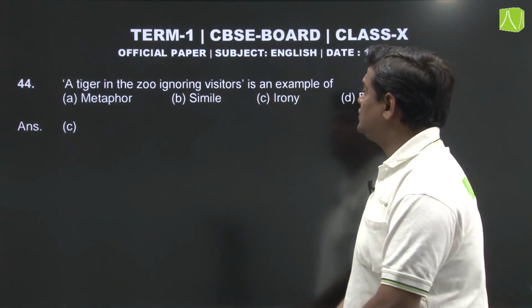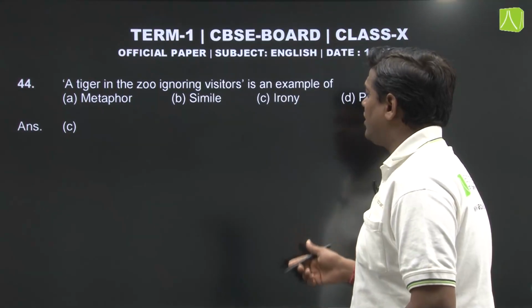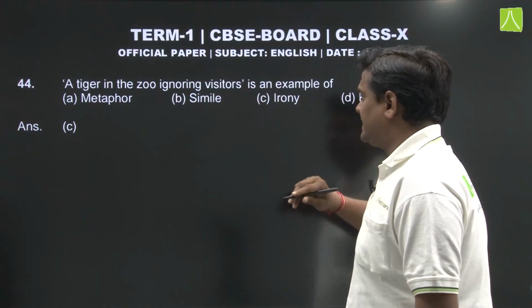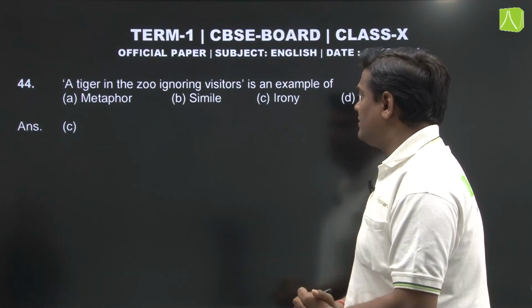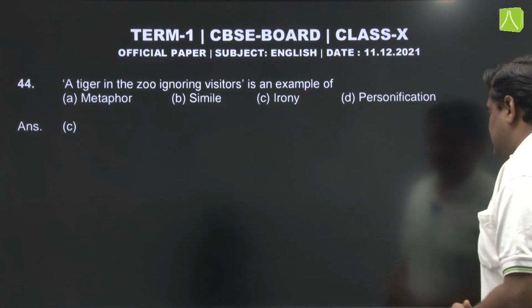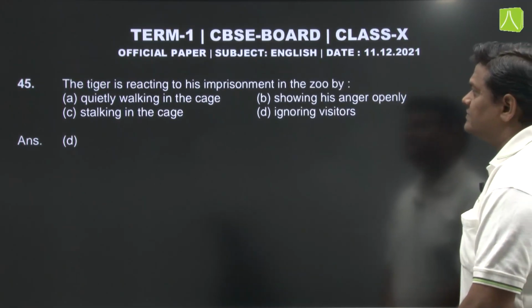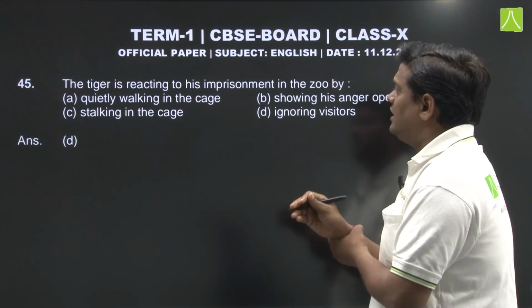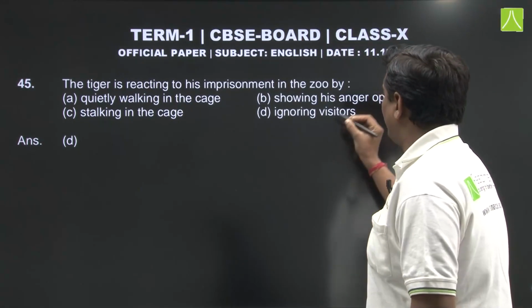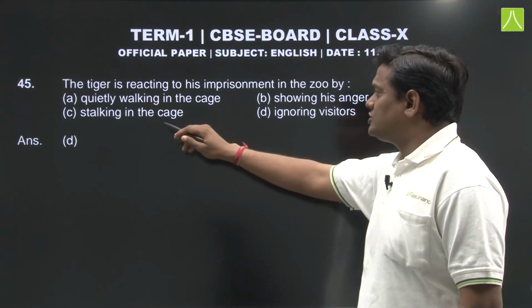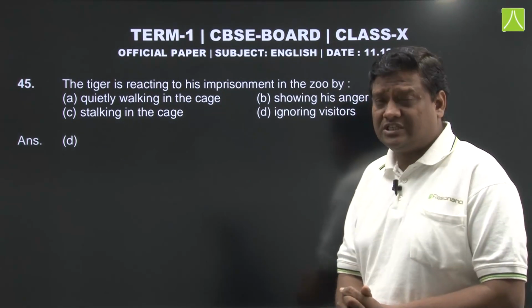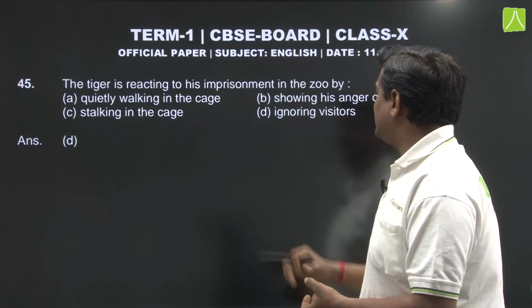Now, a tiger in the zoo ignoring visitors is an example of metaphor, simile, irony or personification. It is an example of C, irony. The tiger is reacting to his imprisonment in the zoo by quietly walking in the cage, showing his anger openly, stalking in the cage, ignoring visitors. So he was ignoring visitors.